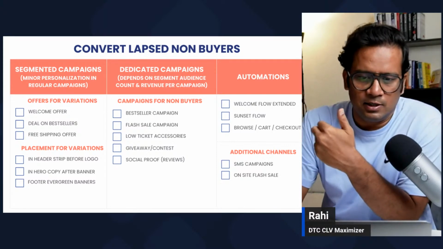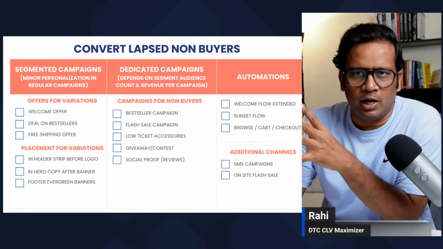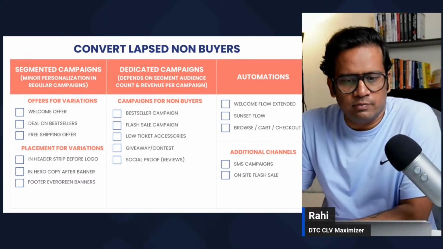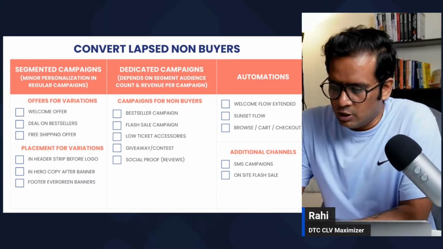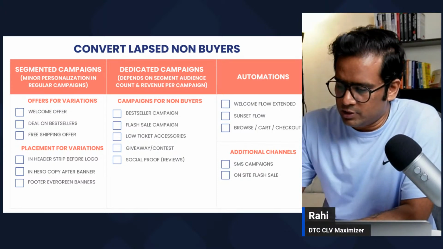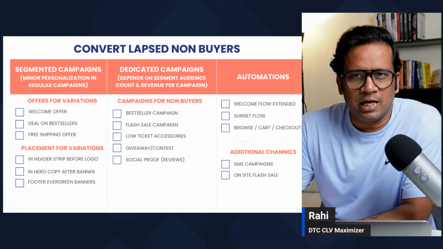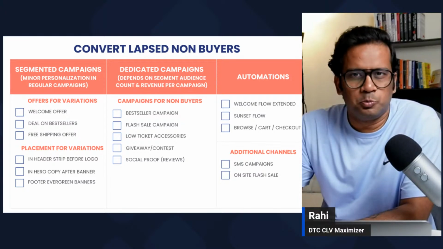Second is your dedicated campaigns. Dedicated can also be done depending on the volume and the size, but at least your flash sales tend to work really well. Bestsellers we have discussed. Then low ticket. If someone has not purchased anything and your average order value is like $50, they most likely will not go for a $60 item. So the idea is to push low ticket items toward your non-buyers.